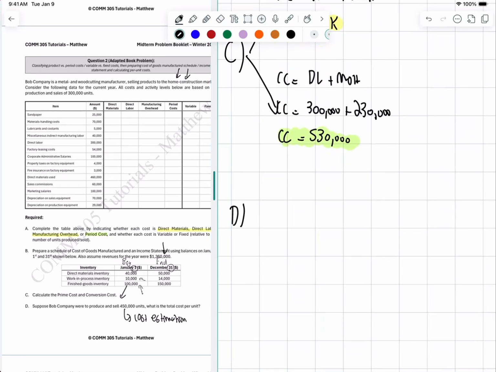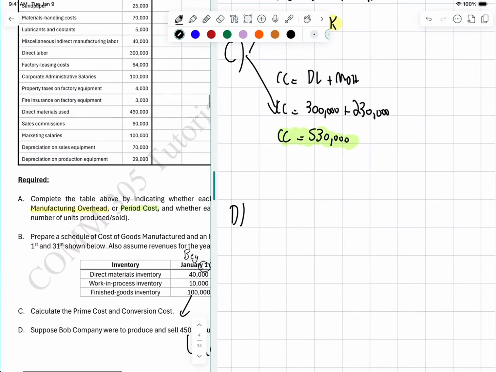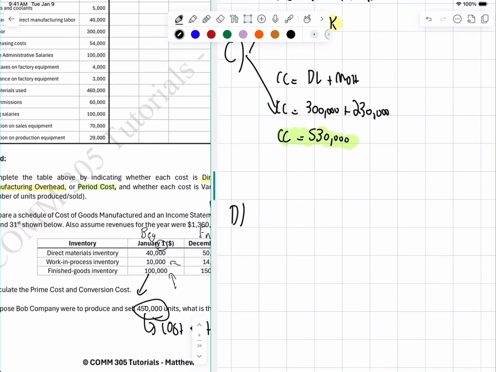Well, basically, guys, it's a management function that managers want for businesses, right? Businesses want to know what's going to happen to their costs if they make more or fewer units. So in this question, all the costs above are based on a production and sales of 300,000 units. The business just wants to know, what are going to be those costs at 450,000?